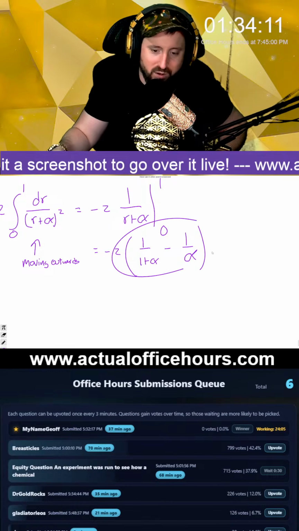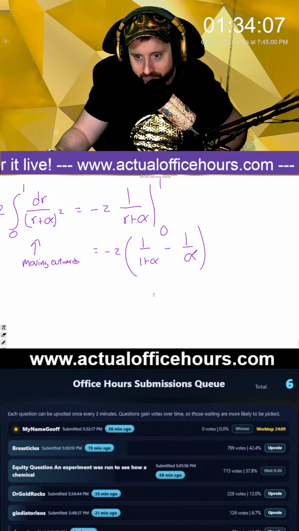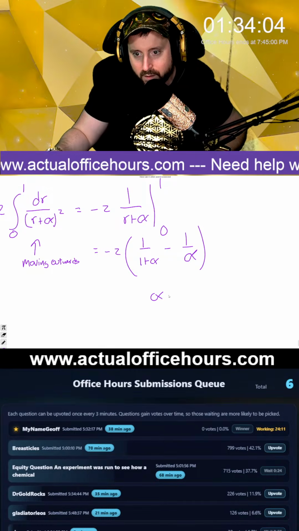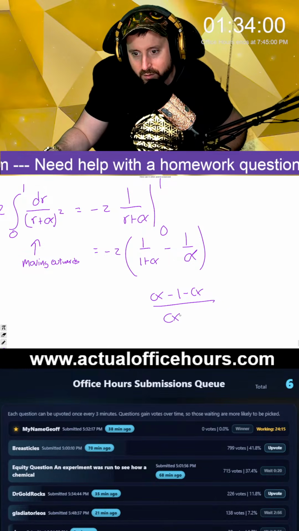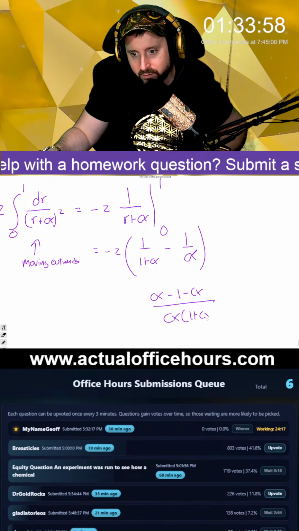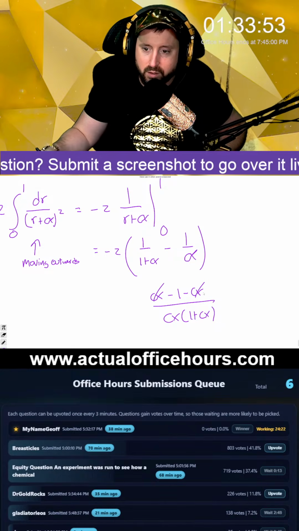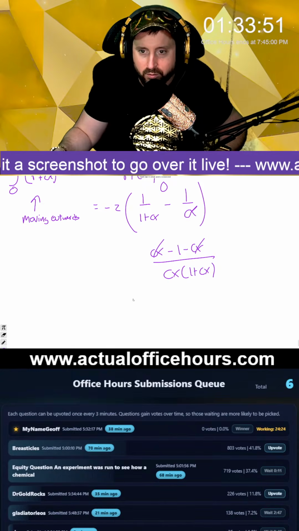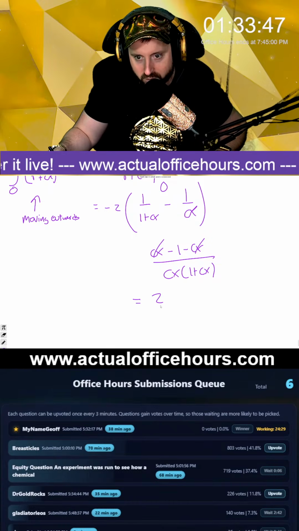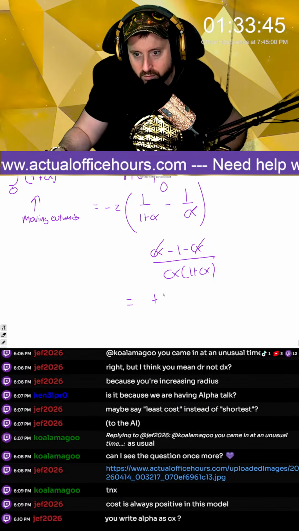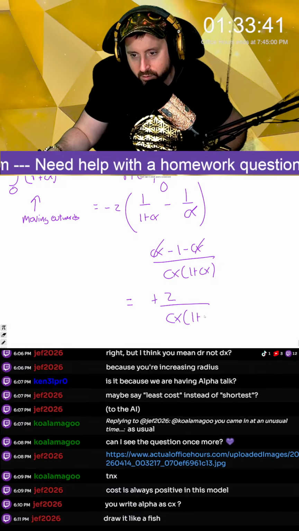And then what is this simplified in? I don't know. Multiply by alpha. Alpha minus 1 minus alpha over alpha times 1 plus alpha. That cancels. Okay. So that's going to equal plus 2 over alpha times 1 plus alpha.